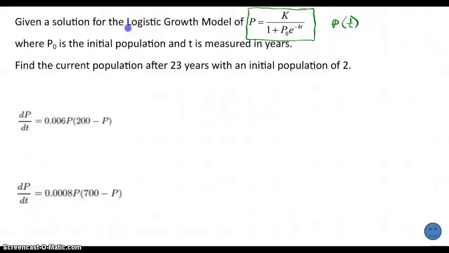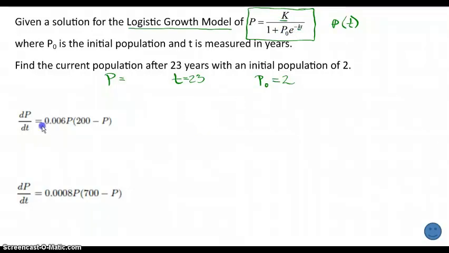This is one logistic growth model solution where P naught is the initial population, and t is measured in years. Find the current population, find P after 23 years. So when t is 23, with an initial population of 2. The only thing that we don't have here to plug into this formula is little k, and we don't have the carrying capacity.